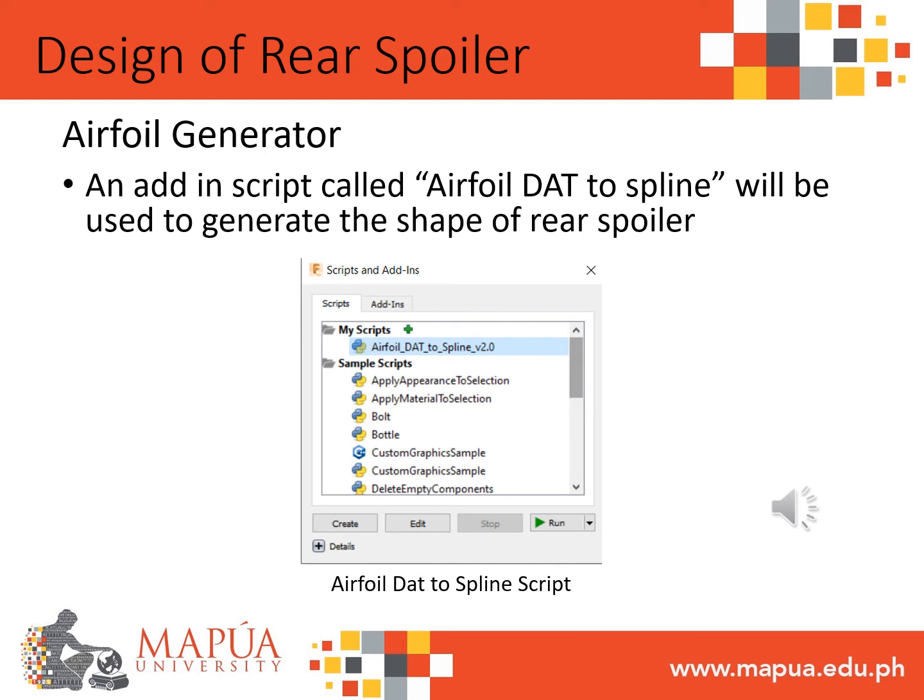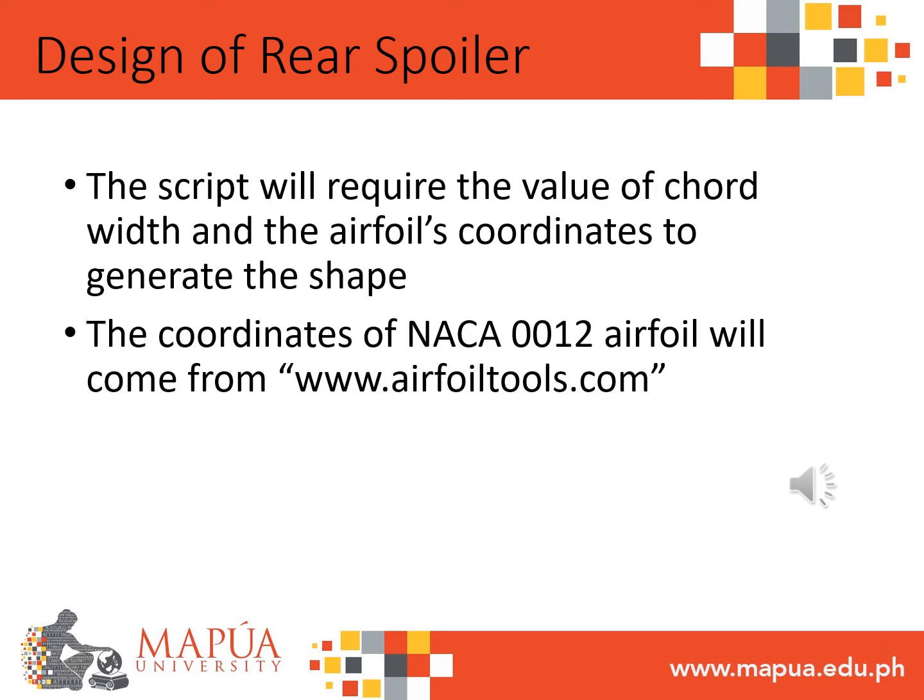Since we already have the dimension for chord width, we can now generate the shape of our rear spoiler by running an add-in script in Fusion 360 called airfoil.toSpline. The script will require the value of chord width and the airfoil's coordinates to generate the shape.